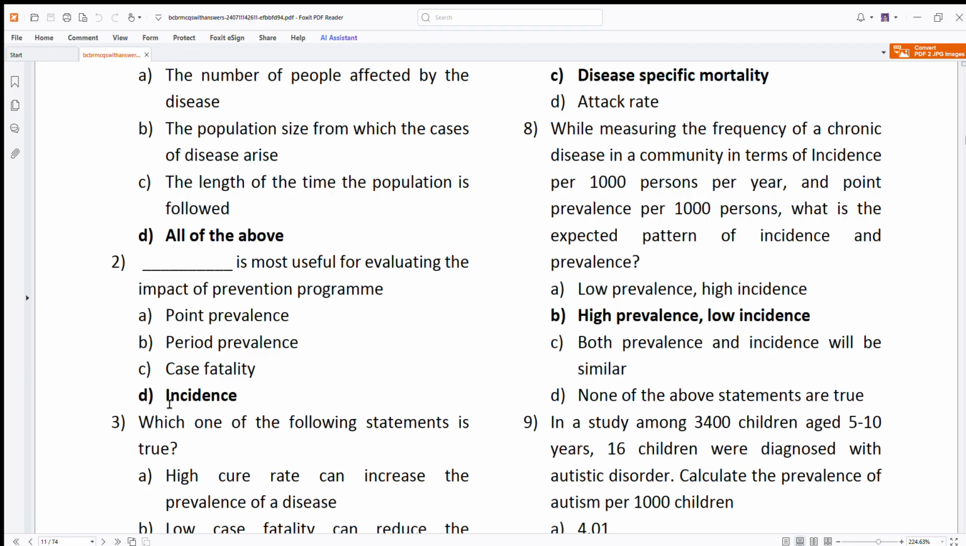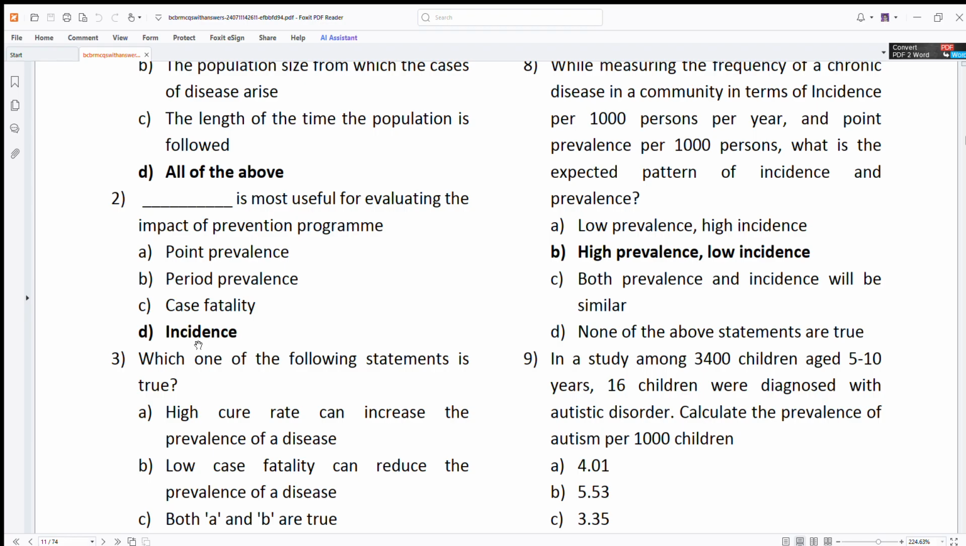Incidence is most useful. Incidence is the number of new cases. Prevalence, point prevalence, period prevalence, all this we can get, but prevalence includes old and new cases. Incidence is exclusively new. Easy way to remember this is INCN. N is for new cases. Prevalence is old and new. Remember that tab diagram from that Park book, Community Medicine. Case fatality: how many people have died because of an illness.